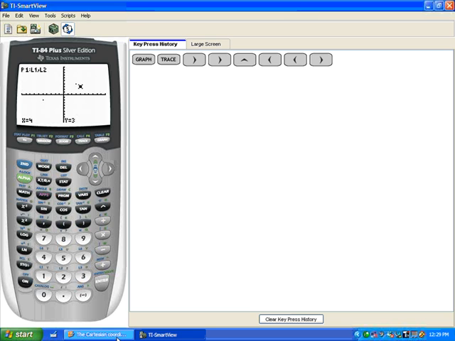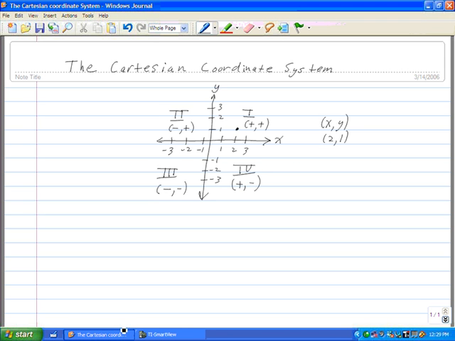So again, when we call them ordered pairs, that is because to graph in this system, you have to have a pair of numbers, as in two of them. The order is always x first and y second. In other words, the variable on the horizontal axis first, vertical axis second.